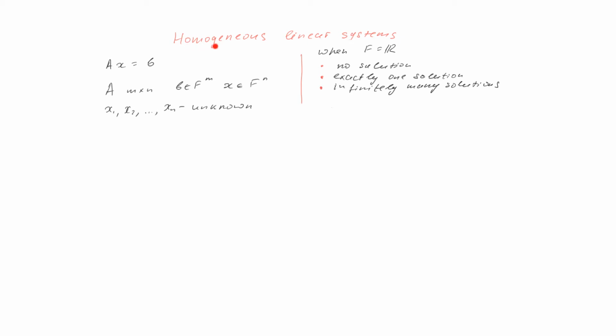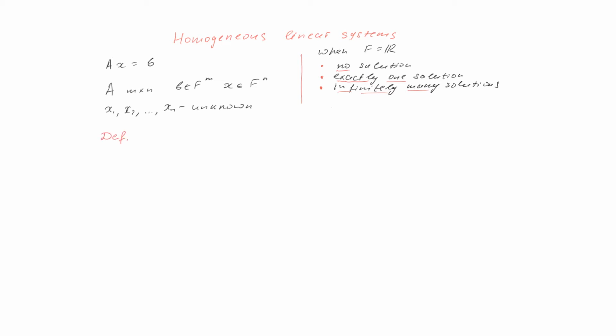We are going to talk about homogeneous linear systems. Recall that we are studying linear systems in the form Ax = b, and when we looked at a simple example with real numbers, we figured out that such a system can have either no solution, or exactly one solution, or infinitely many solutions. It is very interesting why only these three cases are possible and there are no other options. And homogeneous linear systems are the key in answering this question.